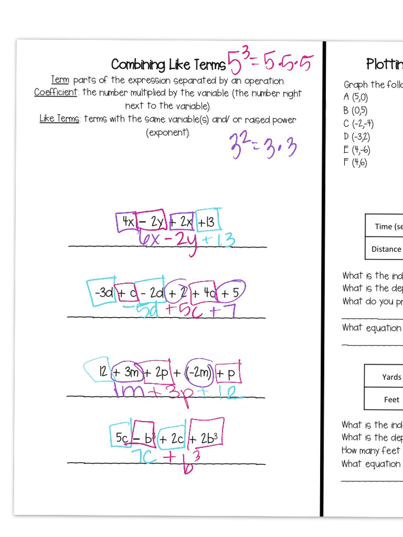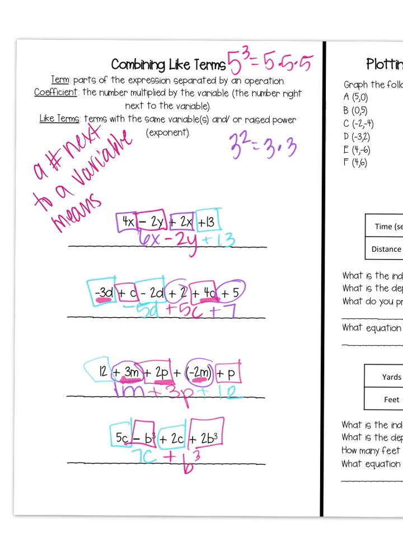Okay, let's talk about when you have a number next to a letter. When you have a number next to a letter like you did right here, or right here, or right here, or right here. A number next to a letter means to what? Multiply. Write that down. A number next to a variable means multiply.